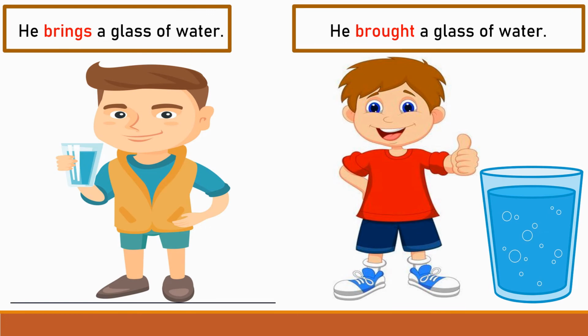He brought a glass of water. So student, here brought is a past tense. Very good. And student, brought is which verb? Regular or irregular? Yes. Correct, student. Brought is an irregular verb because here we have not added ed to the verb. Very good, student. Now, student, let's see this one.